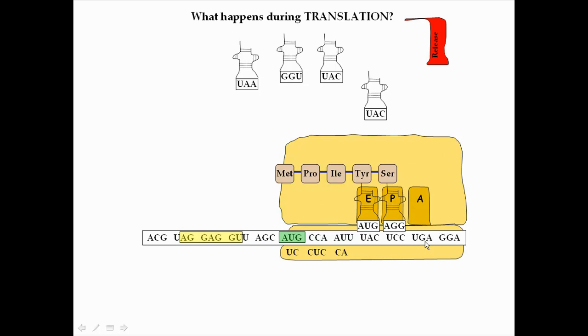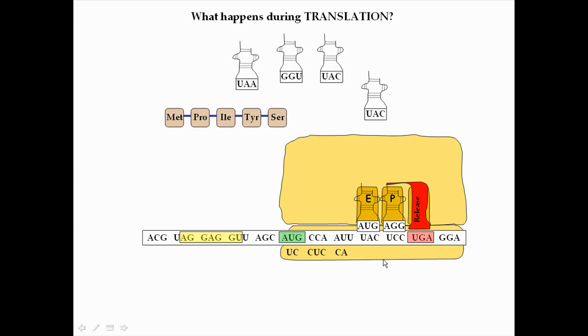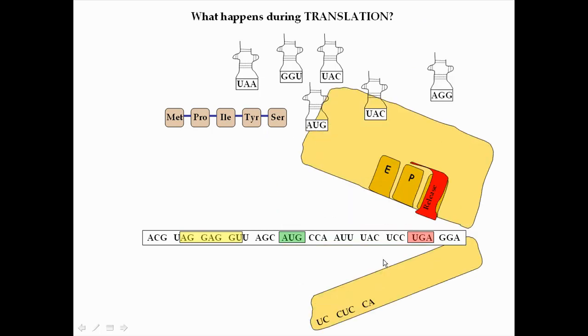UGA is one of the stop codons. What occurs whenever a stop codon is encountered is that instead of a transfer RNA bringing an amino acid, and to show you that this is a stop codon, we'll highlight it in red, a release factor binds there. After the release factor binds, that helps pry apart this protein from everything else. And so the protein ends up getting released, and then eventually everything else ends up coming apart.